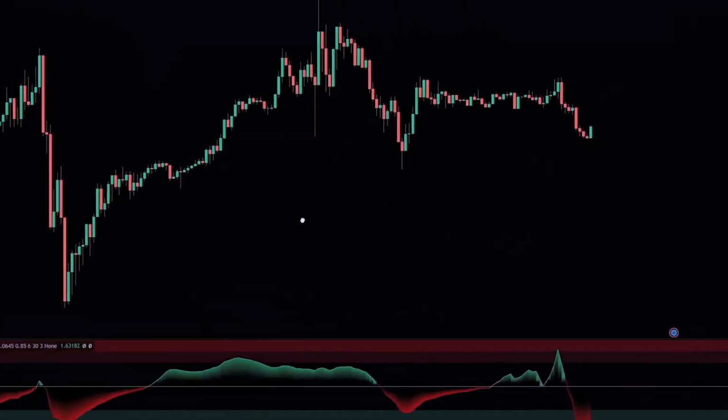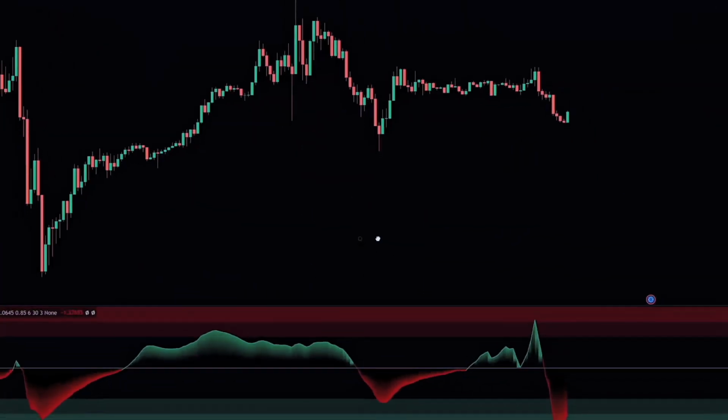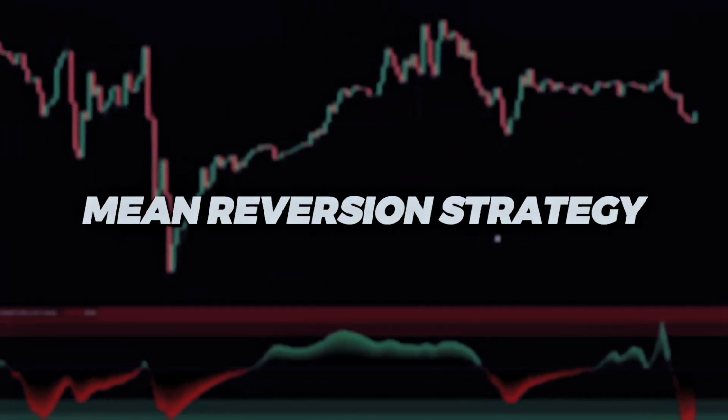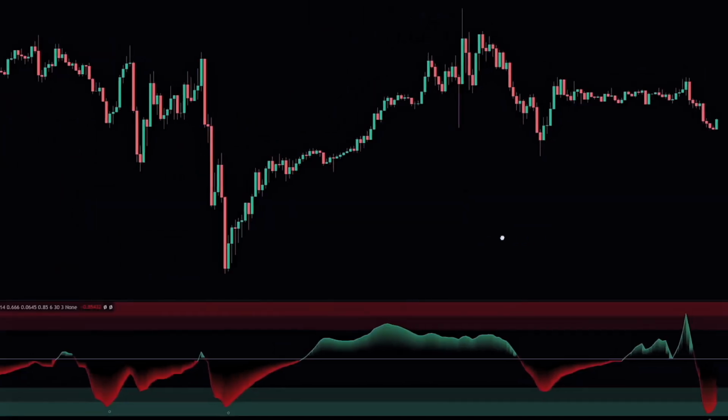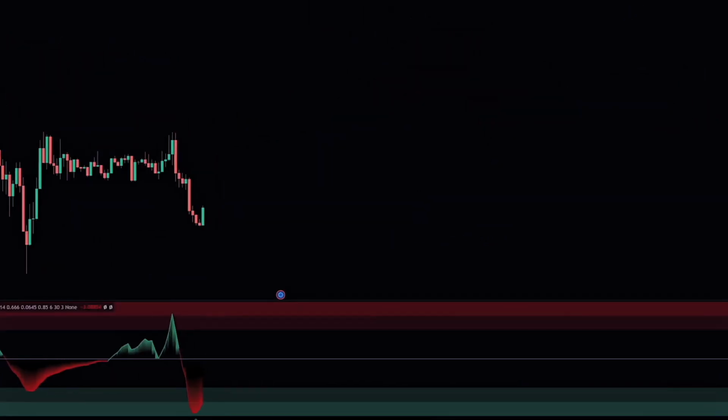The second way to trade this indicator is by using it for a mean reversion strategy. Mean reversion basically means that price has a natural tendency to snap back towards its average. So, when the market stretches too high, it often comes back down, and when it drops too low, it usually rebounds upward. In practice, this means you're looking to buy when the market is oversold and sell when it's overbought.